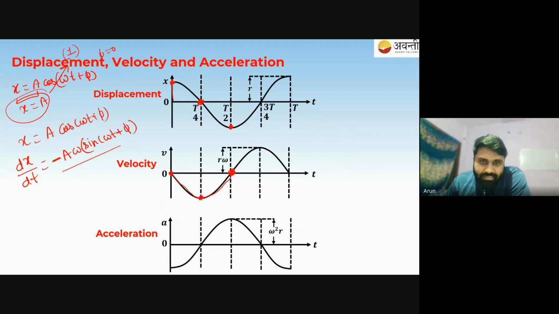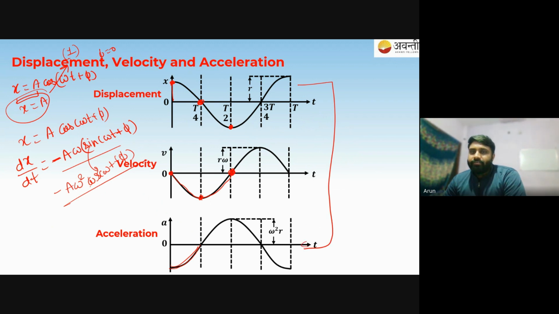Same goes for acceleration. If you again differentiate it, you will get the cos component and the negative sign will appear there. So it will become minus a omega square cos(omega t plus phi). Okay, so the graph will start from negative, although this is the replica of this graph. If you will see, it is just the mirror image of this graph.